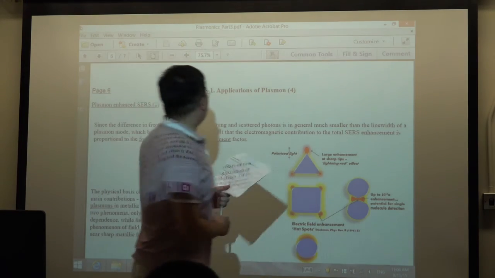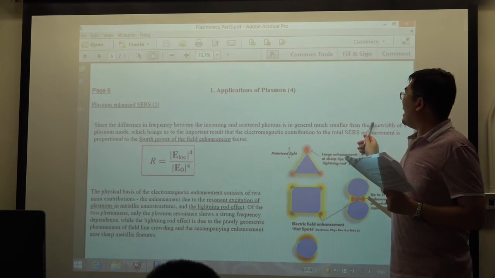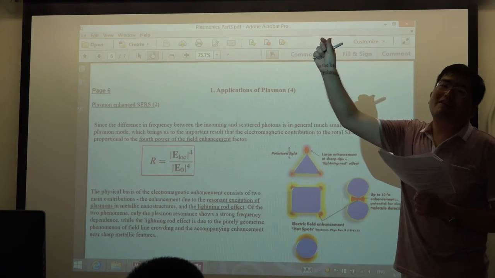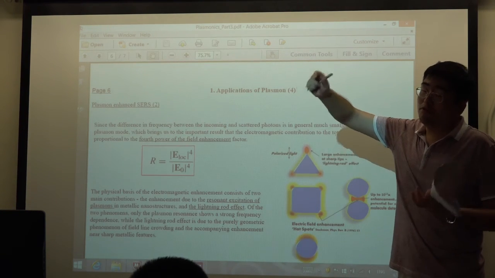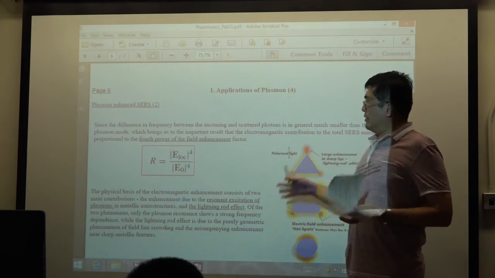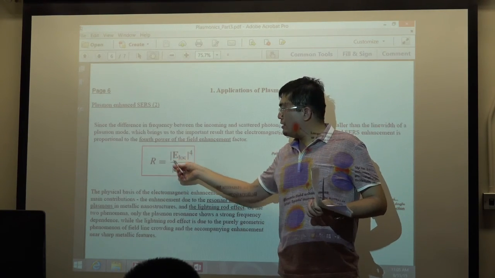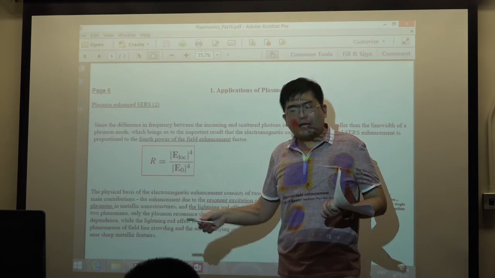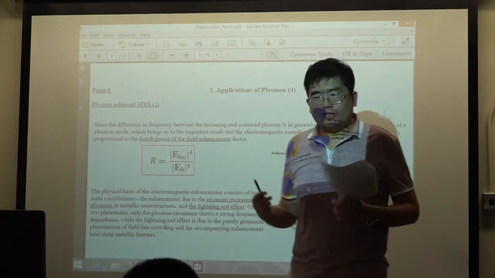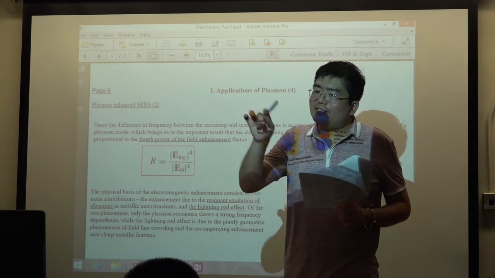Okay. So typically, because the difference in frequency between the incoming and the scattered photon is much smaller than a linewidth, the shift is very small because it's a phonon mode. So I can loosely combine the two equations. So finally, the enhancement is proportional to the fourth power of the E field. Fourth power, because it enhances twice: it enhances the incident and enhances the emission. So if you enhance the EM field 100 times, we enhance 10 to the eighth.